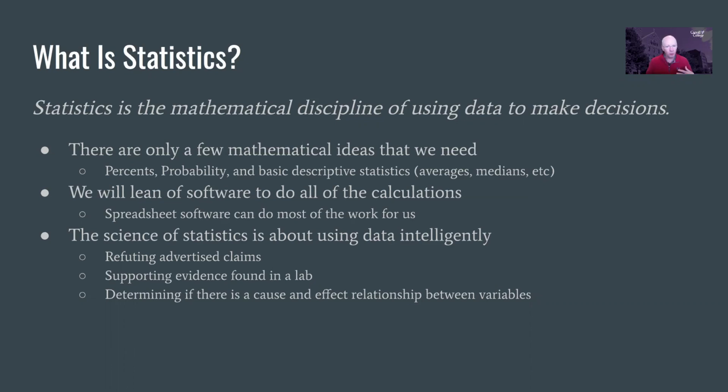Now, what are we going to learn? Statistics is about making decisions based on data. So we're going to learn things like, if you have an advertised claim and then we see new data that comes in, can we weigh that data against the advertised claim? Was the claim actually true? Or say we had a lab that produced evidence of some sort of result. Is that result actually reproducible? Is it true? Is it a cause and effect relationship, or is it just an anomaly? Or really truly determining if there is cause and effect.